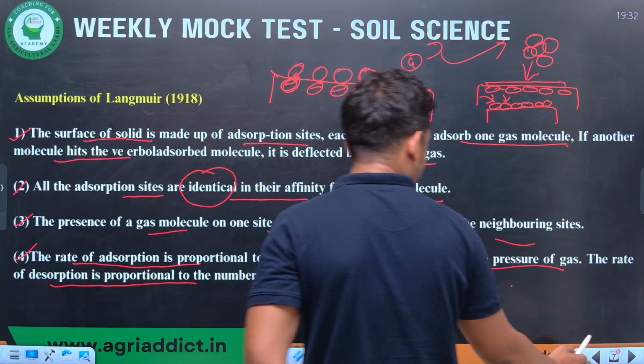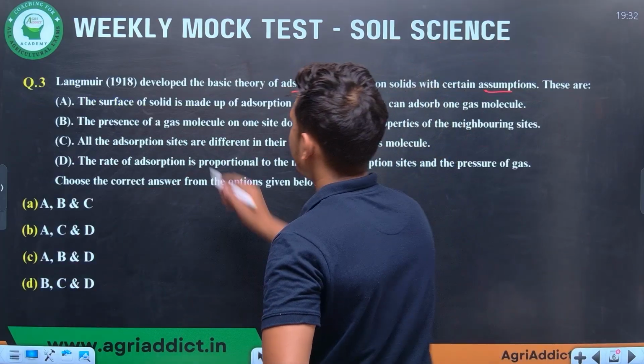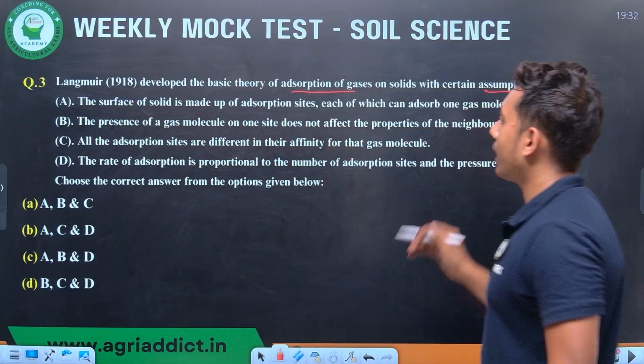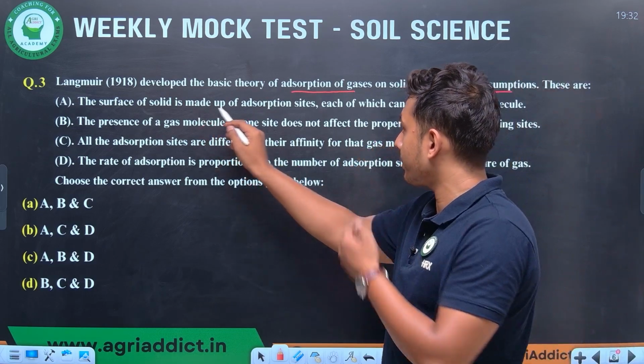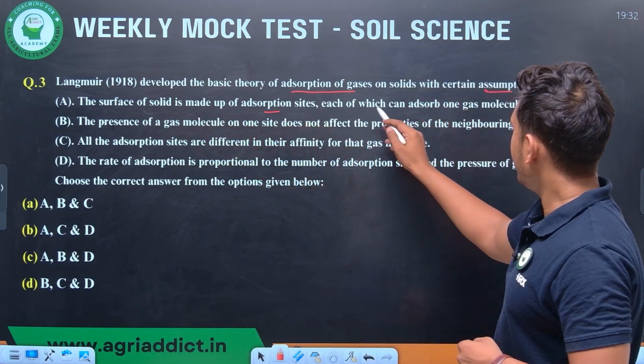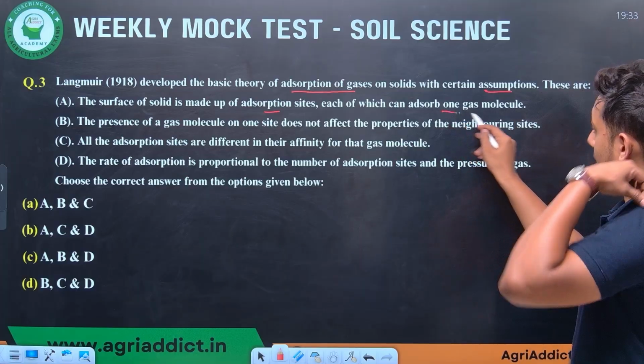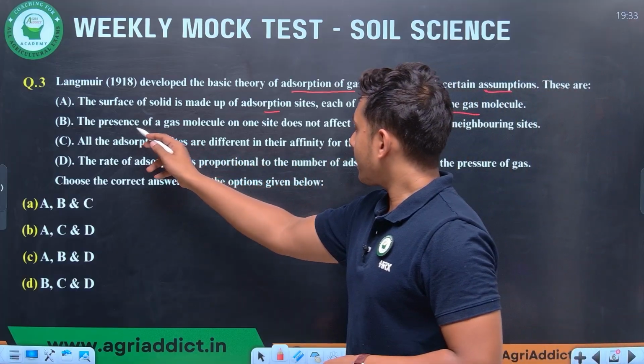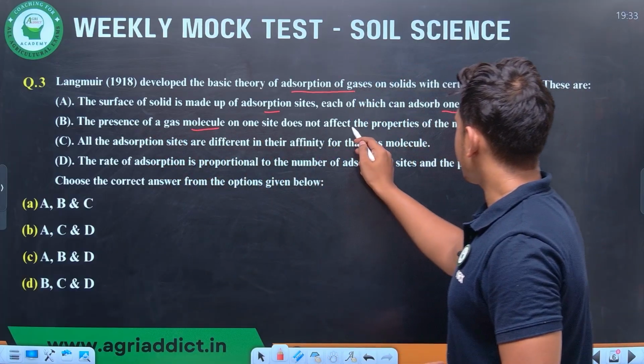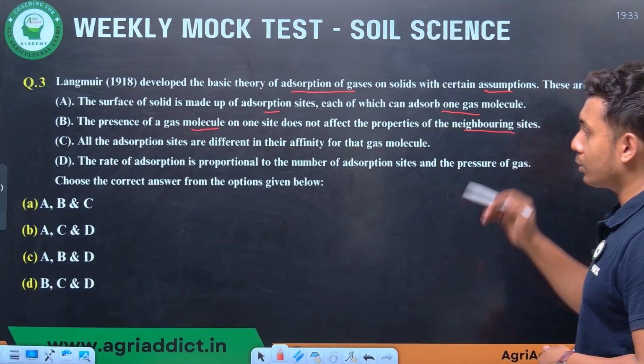So now comes to the Langmuir theory, who developed the basic theory of gas adsorption. The assumptions were: the first assumption is that the surface is made up of adsorption sites, each of which can adsorb one gas molecule. That is true. The presence of a gas molecule on one site does not affect the properties of the neighboring site. It is also true.